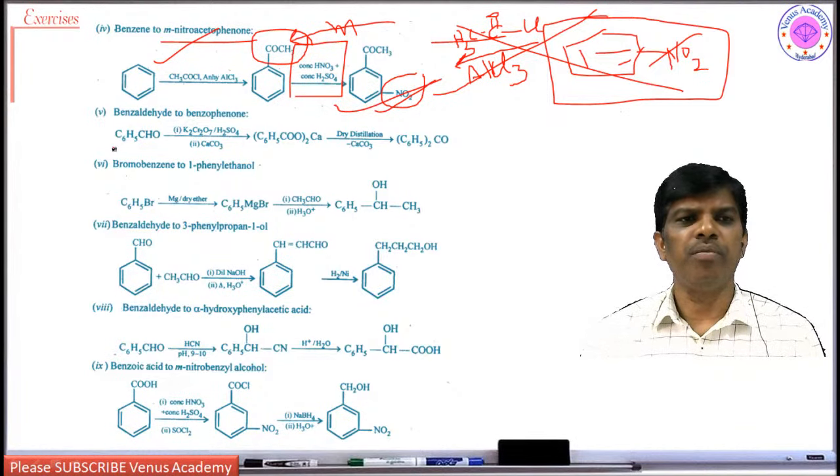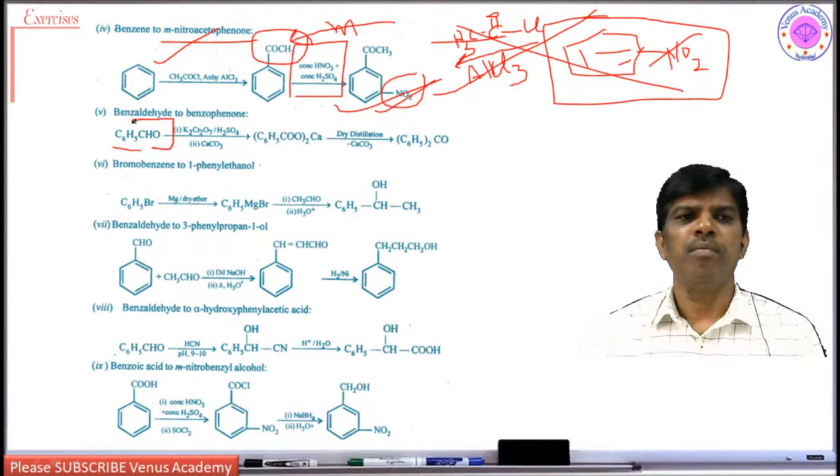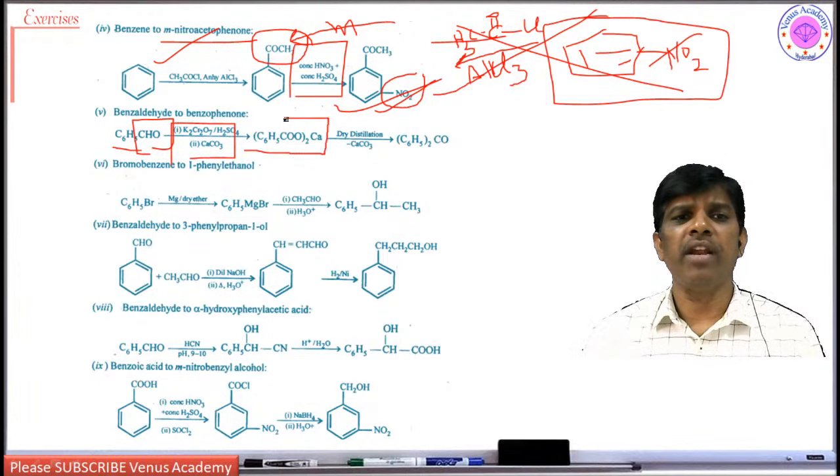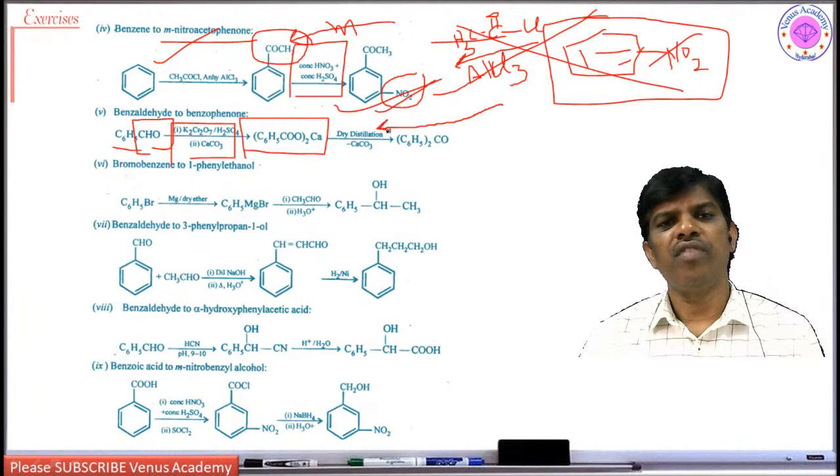Benzaldehyde to benzophenone. How will you do? Upon oxidation, it is going to form carboxylic acid, using potassium dichromate, or KMnO4, or Jones reaction. You are going to form benzoic acid. Benzoic acid, when you treat it with calcium carbonate, is going to form the calcium salt. This calcium salt, on dry distillation, is going to form benzophenone.